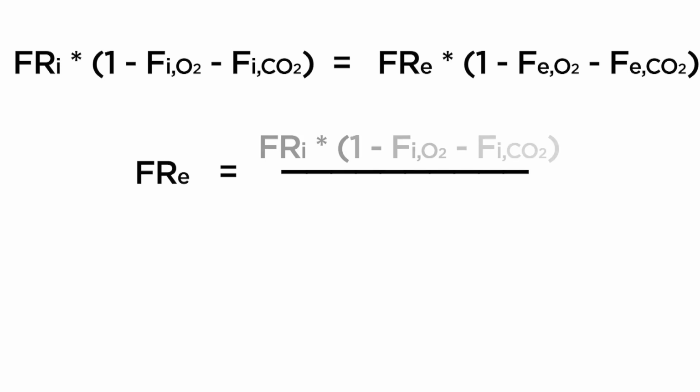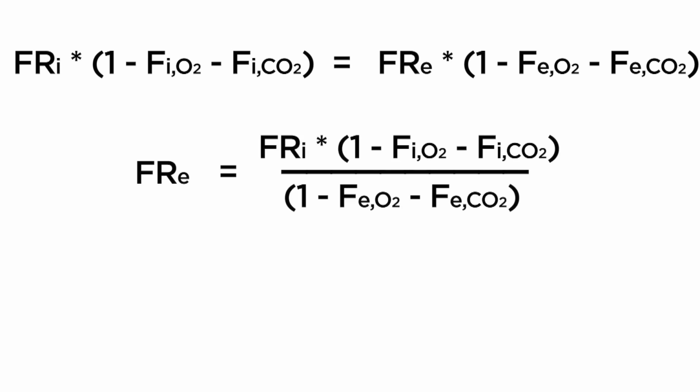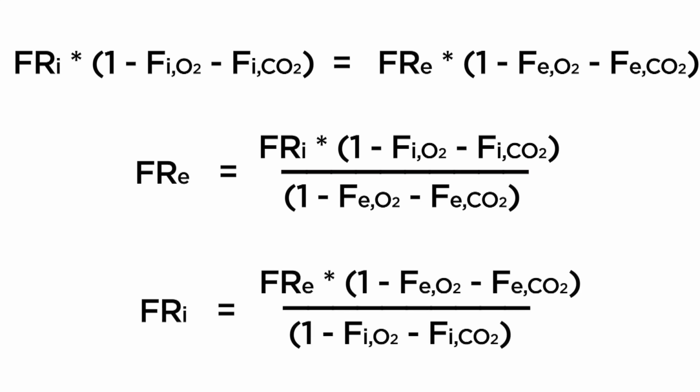As a little helper, observe how the index in the numerator always matches the index of the flow rate on the left side of the equation. The indices of the fractions in the denominator are always the opposite.